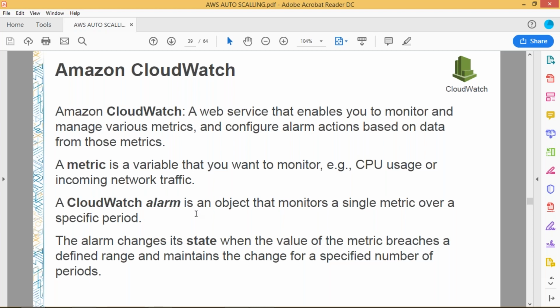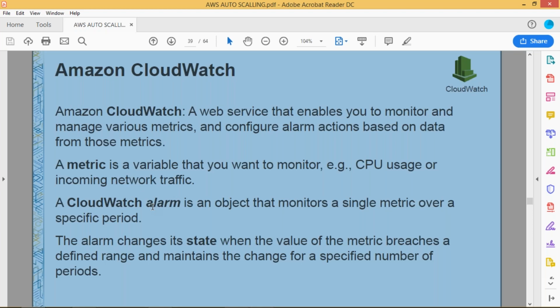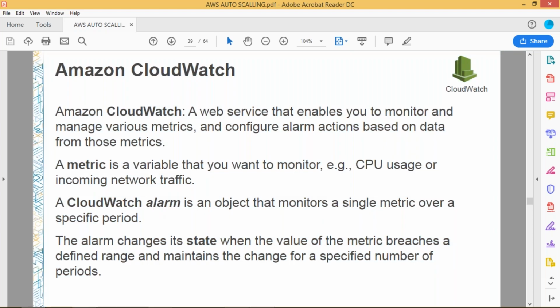A CloudWatch alarm is an object that monitors a single metric over a specified period. We can create an alarm on a particular EC2 instance, and the alarm provides information about what is wrong with the system in the specified time. We can set it so that if your CPU utilization goes above 50% or 70%, it sends an alarm message to us. That sort of thing we configure in CloudWatch. The alarm changes its state when the value of the metric breaches a defined range, and maintains the change for a specified number of periods.